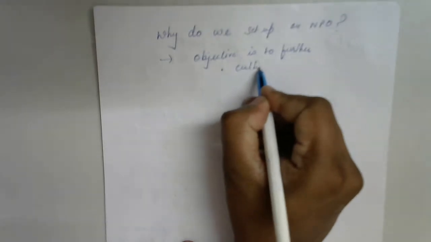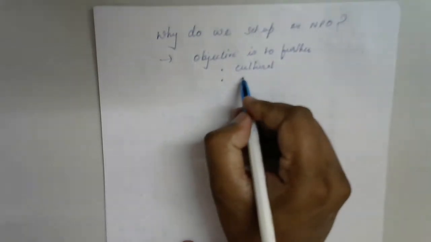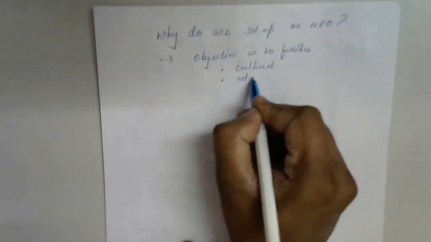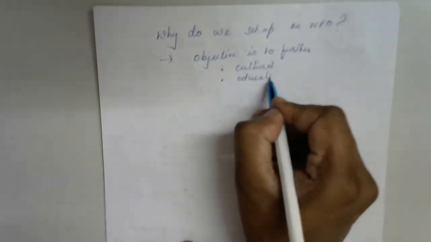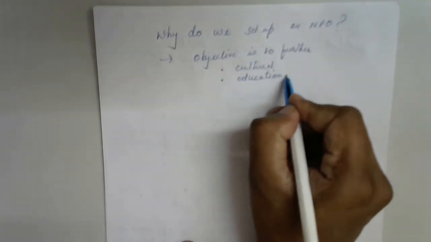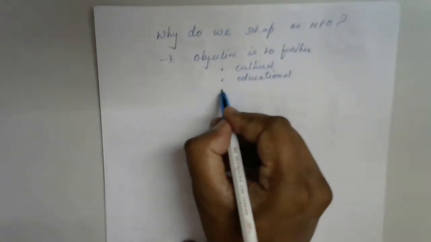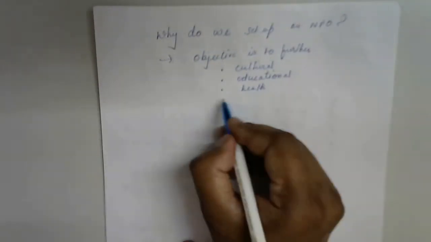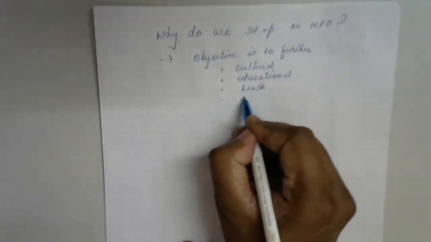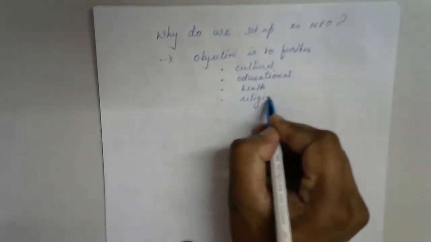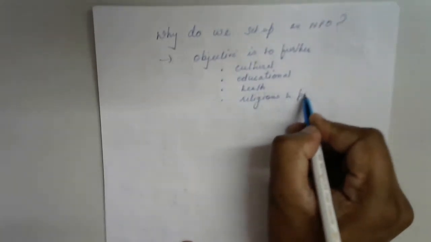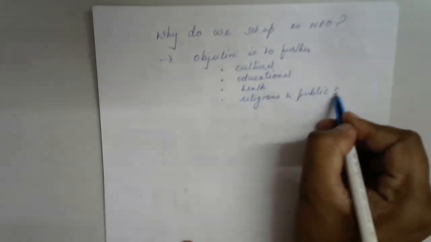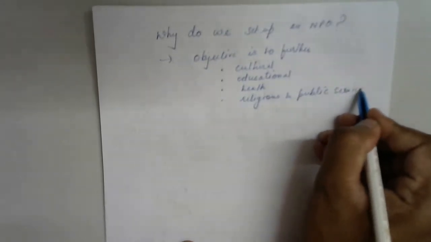Cultural things. We open an NGO to promote educational things. Most of you can check your school must be under a certain trust. That is also an NPO. Next, we make certain health things. That is also an NPO. Another part is religious and public services. This is why we make an NPO.